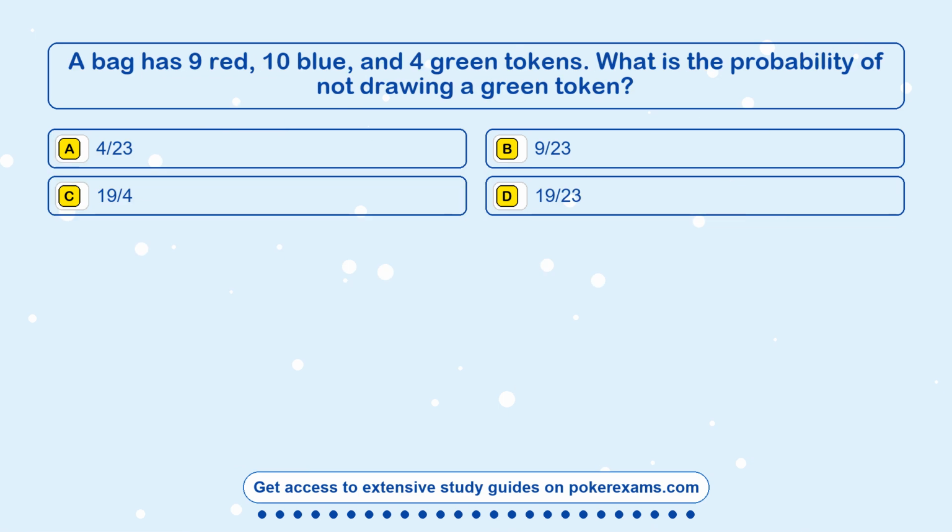Question 22. A bag has 9 red, 10 blue, and 4 green tokens. What is the probability of not drawing a green token? Option A 4/23. Option B 9/23. Option C 19/4. Option D 19/23.